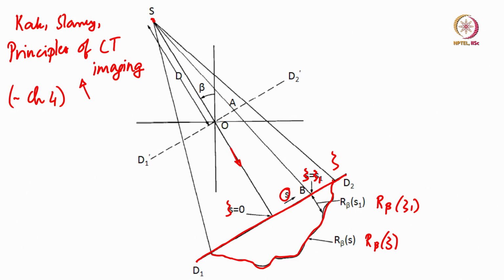Now, we do not have a single angle in this case, like we had theta in the previous case, because the center line from the source to the center point of the detector, let us say, passes through the origin. So, we will make that assumption, the center line passes through the origin, and the angle subtended by the center line is this angle beta. Okay.